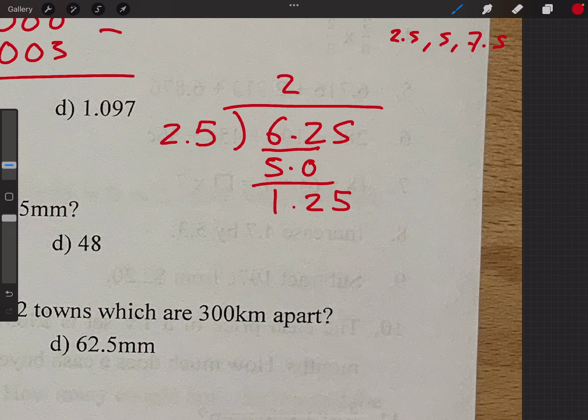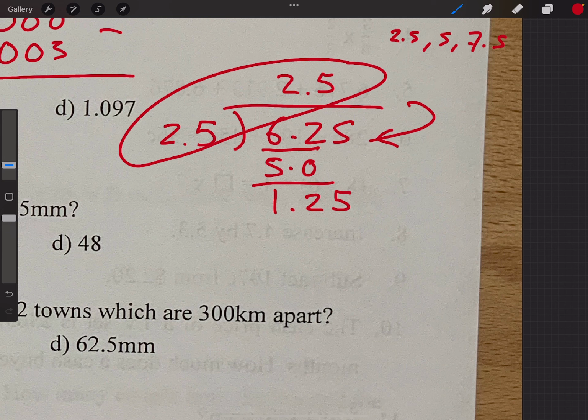Okay, I'll put the decimal there. 1.25 divided by 2.5. Let's just get rid of the zeros and the decimal. 125 divided by 25 is 5. Now imagine if I got rid of the decimal, that will be the answer there. But we know the decimal has to be there. 2.5 times 2.5 is indeed 6.25.